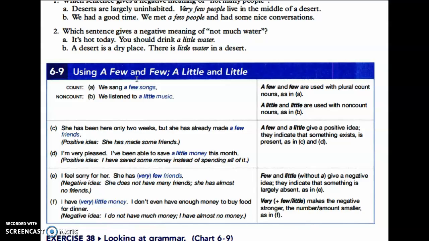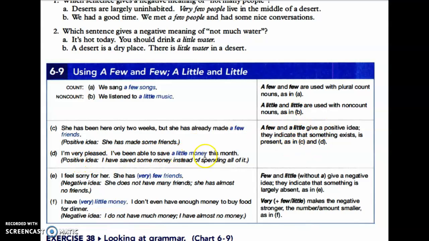A few and few are used with plural count nouns. A little and little are used with non-count nouns. It's like uncountable nouns. So countable and uncountable. She has been here only 2 weeks, but she has already made a few friends. She has made some friends. A few and a little give a positive idea. They indicate that something exists.